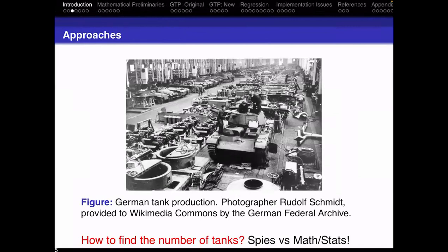Which do you think does better? Spies? I'm trying to see if that actually helps open up. Which do you think does better, spies or the mathematicians? I think you saw this table actually. I think it's not by a long shot.